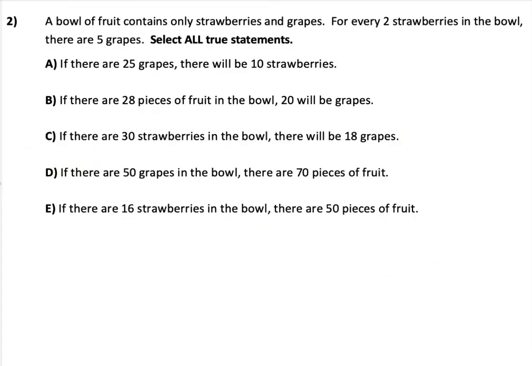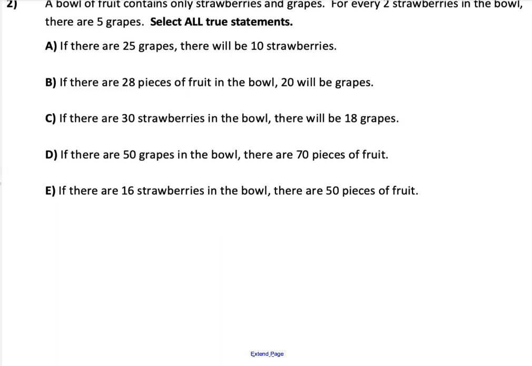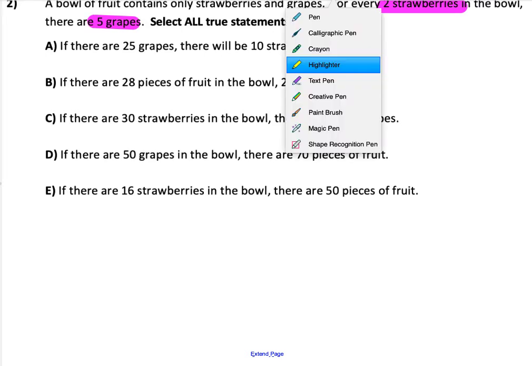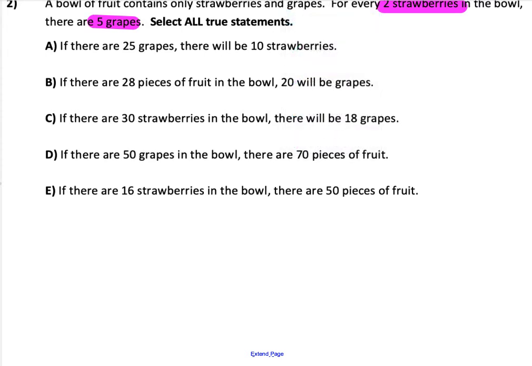Here's question 2. I'm going to use my highlighter here because while this looks like a multiple choice question, it's saying check each one of these to see if these work, because we're going to select any of them that are true statements. So I'm going to start with what's in the problem. It says for every 2 strawberries, there are 5 grapes. I'm going to jot that off to the side: 2 strawberries to 5 grapes.